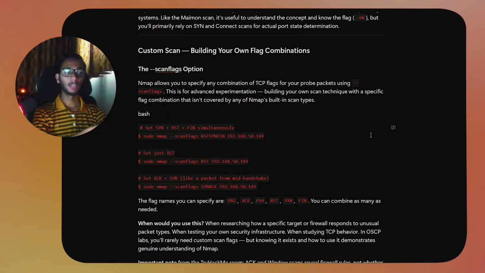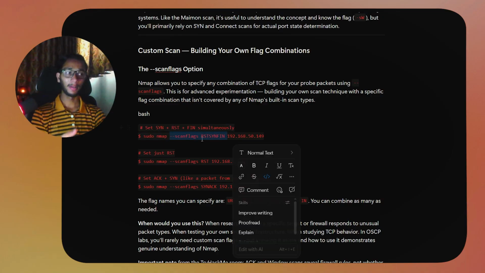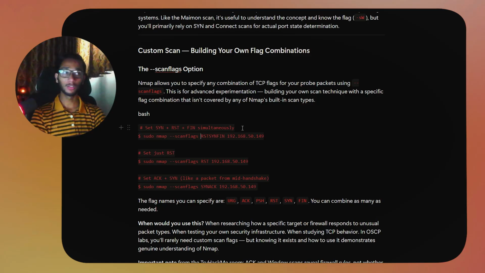And this is a custom scan. You have to create your own scan type, combining multiple flags based on whatever you want to test. For example, you can send the SYN packet, RST packet, and FIN packet simultaneously in the TCP packet. These are the flags that I have talked about, and you can combine all of them, or just one or two or three, whatever you like. This gives you the information on how you can create your own custom scan. To do that, type nmap, then the --scanflags option, specify the flags, and then your target. And this is how you can do the custom scan as well.